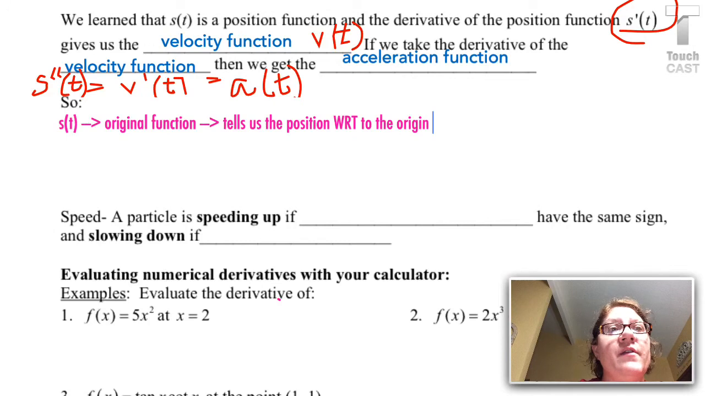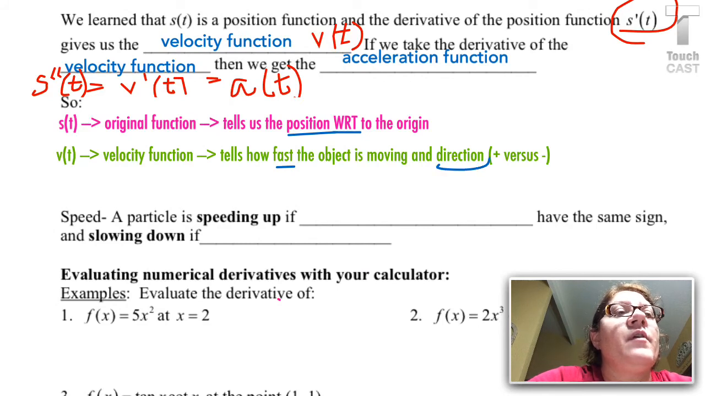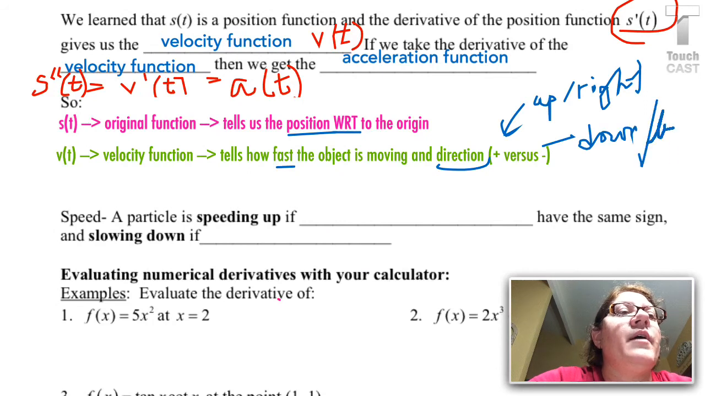then the velocity function, which just disappeared, tells us how fast the object is moving, and also the direction. So remember, if it's positive, it's either going up or right, and if it's negative, it's either going down or left.